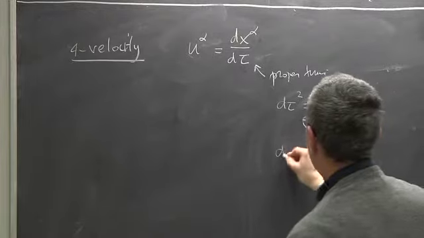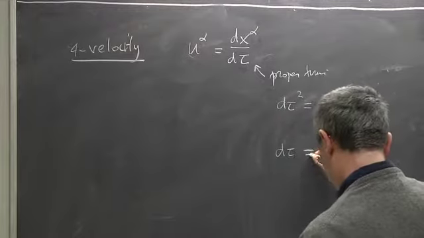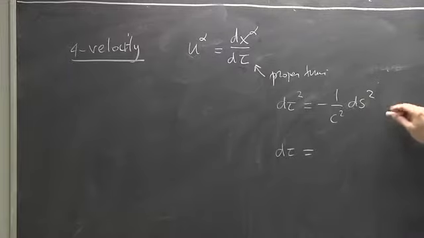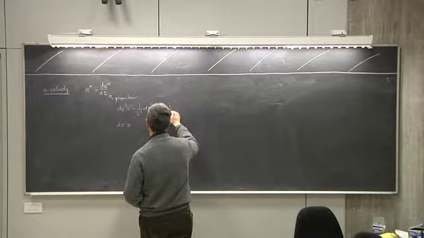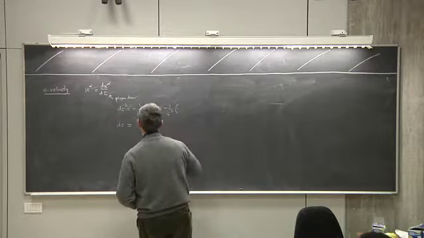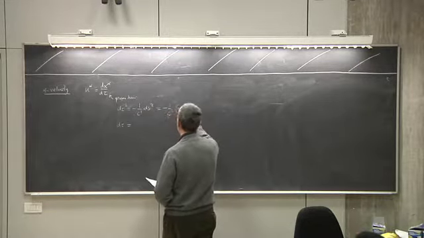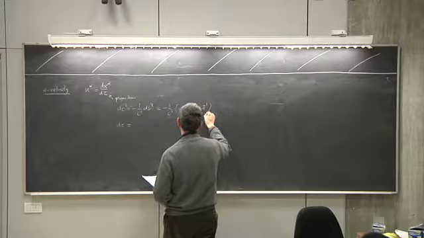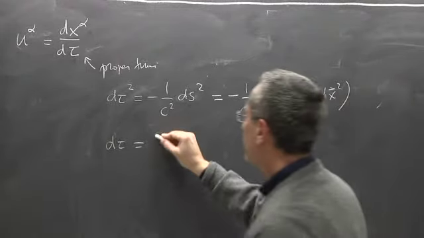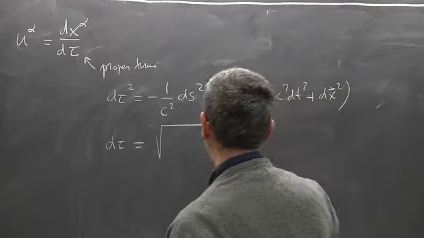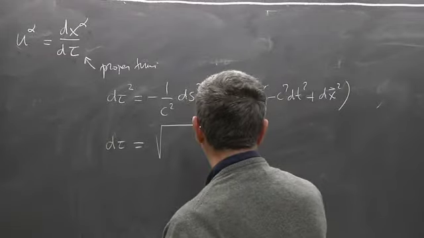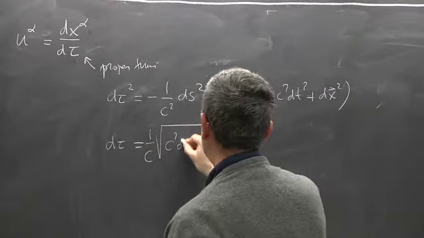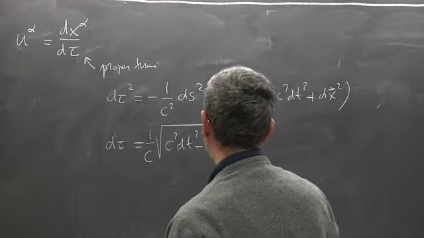But then you can write this, so it's the square, so I have to take the square root. So ds square is what I wrote there before. Let me write it here. It's minus 1 over c square multiplied by minus c square dt square plus the vector-like part. So you see that I can take the square of that, and I have 1 over c, c square dt square minus dx square.